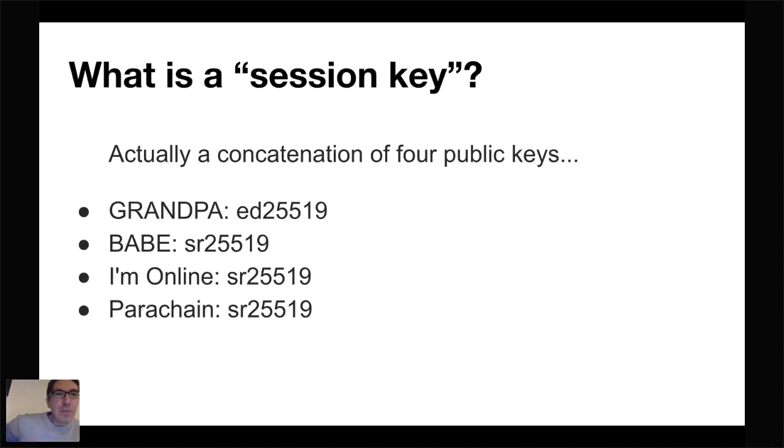So the first key that's part of the session key is the Grandpa key, which uses the Edwards 25519 curve. That's for block finalization. The second is Babe, which is used for block production, and that uses our Schnorrkel key, SR25519. The I'm Online key is also SR25519, and that is how the validators indicate to each other that they're online. They use that to sign their messages. And finally, there's another key for interacting with parachains, which is also 25519.